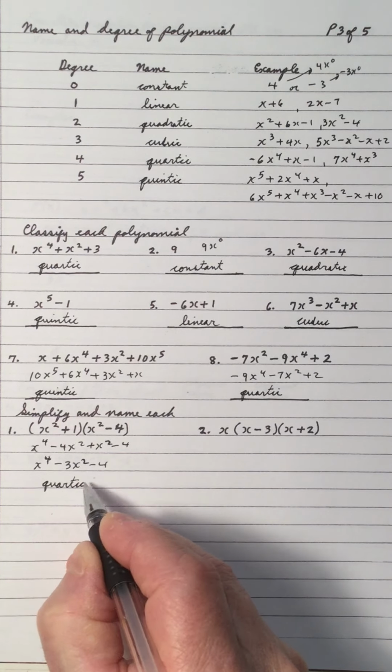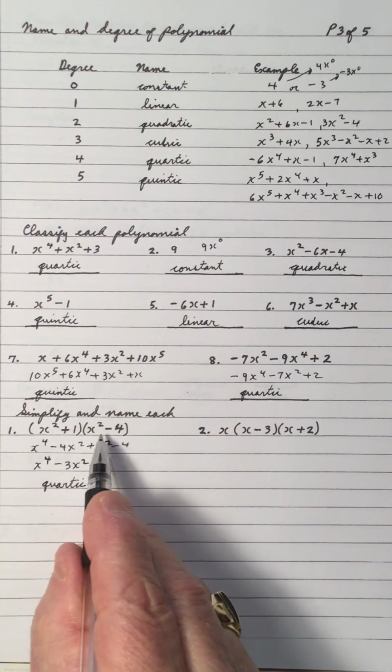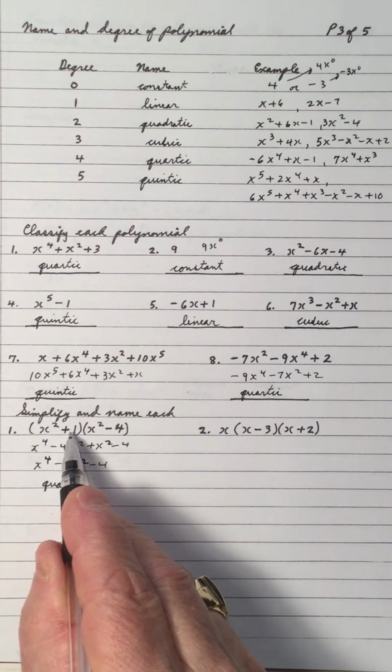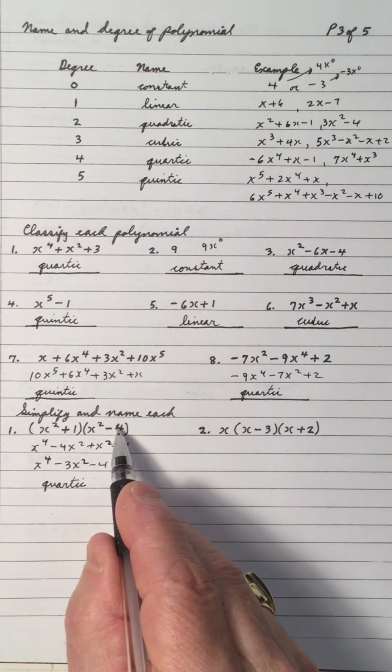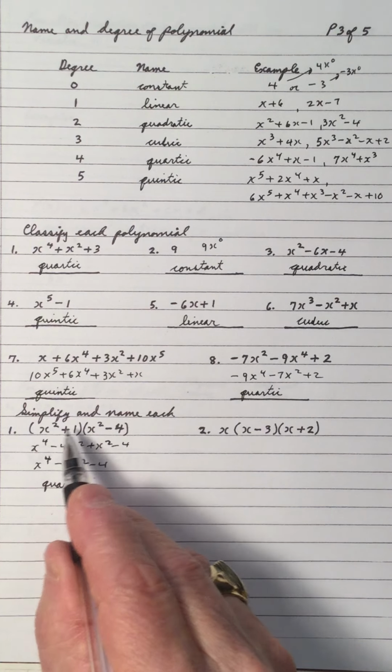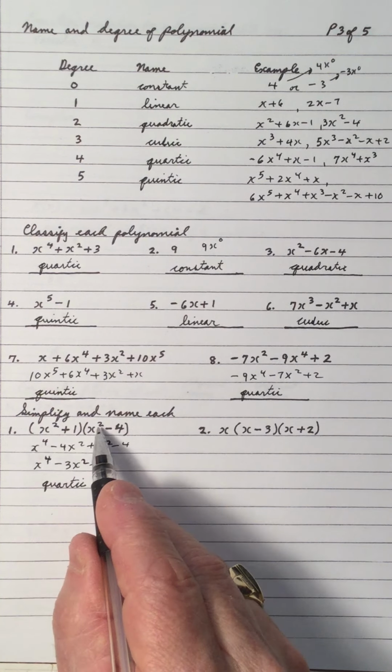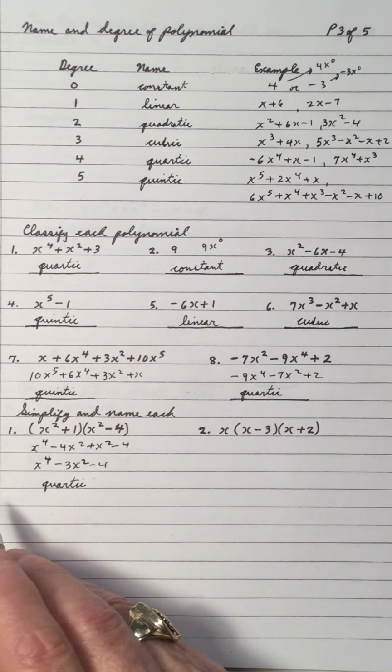And again, you can tell it's a quartic because if this binomial is in descending order, and this one is in descending order, then each of these has the highest power in front. This is a 2 and this is a 2, so when you multiply you get a 4.